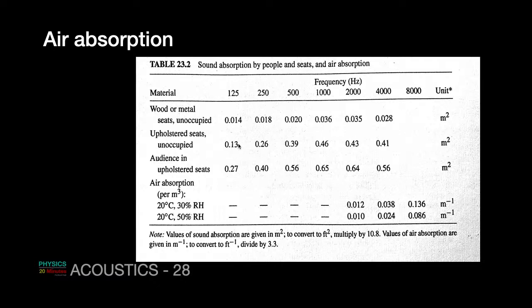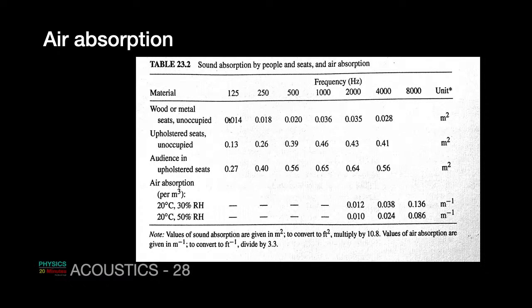But the corresponding change between unoccupied upholstered seats and audience in upholstered seats is not much, 0.13 to 0.27. Here, from unupholstered to upholstered, the reverberation time increases by 10 times. Here it is just double. Practically we can say that it remains the same.